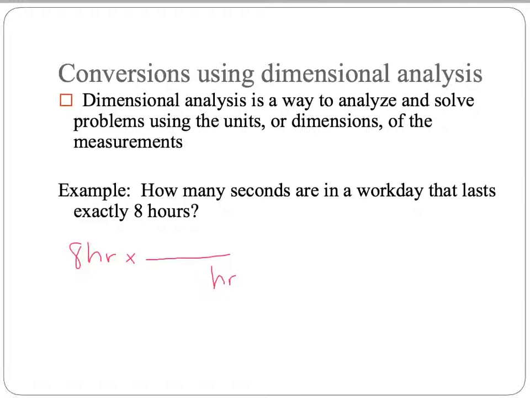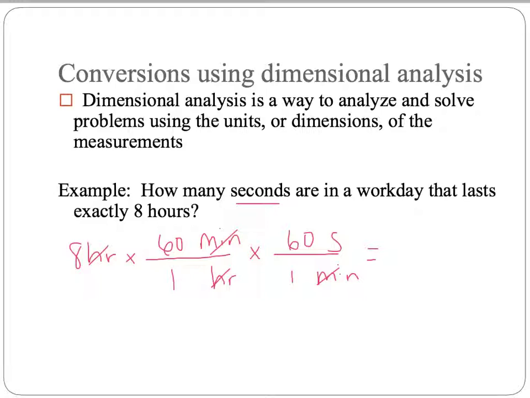I don't know how many seconds are in an hour, I do, but if I did not, I would have to say, okay, well, I do know how many minutes are in an hour. There's 60. So I could get that hour unit to cancel now. But I want to know how many seconds. So I would have to set this up one more time and say, okay, well, now minutes are on top. So to get them to cancel, they would go on bottom, and I can get to seconds. And I know that there are 60 seconds in 1 minute. Now I just have to do the math.